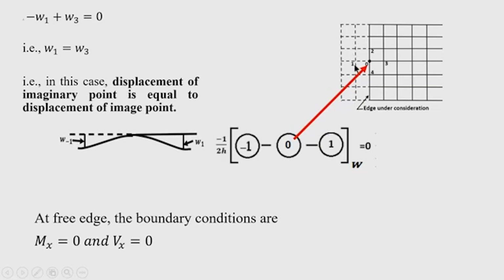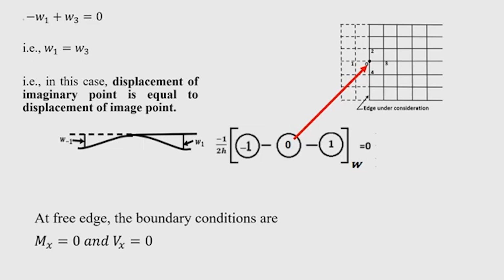So, suppose this is the deflection W 1 and this is the deflection W 3. So, when we expand this stencil, we have to write now minus W 1 plus W 3, because the coefficient is minus 1. So, we have minus W 1 plus W 3 equal to 0. Therefore, W 1 equal to W 3. So, in this case the displacement of the imaginary point, this point 1, is equal to the displacement of the image point. So, that conclusion we have got after applying the boundary condition.